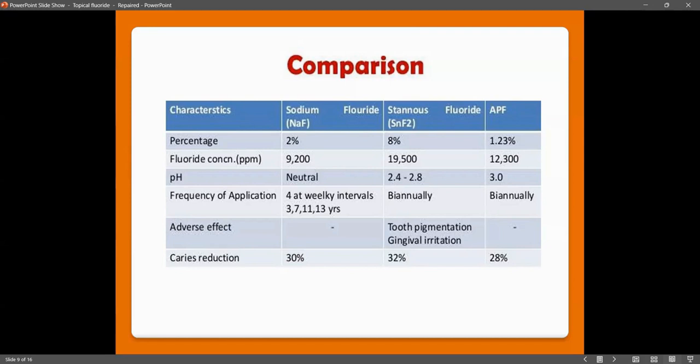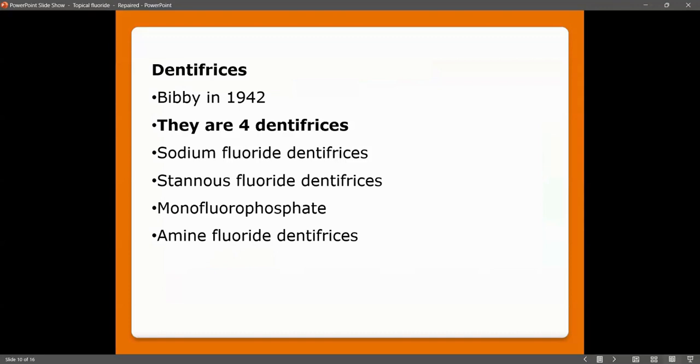For stannous fluoride, 8% is used, 19,500 ppm, 2.4 to 2.8 pH, and it is biannually applied. Adverse effects are tooth pigmentation and gingival irritation. There is 32% caries reduction. APF is 1.23%, 12,300 ppm. The pH is 3, applied biannually, and 28% caries reduction is seen. So this is related to the gels.